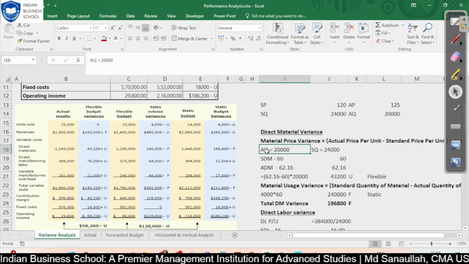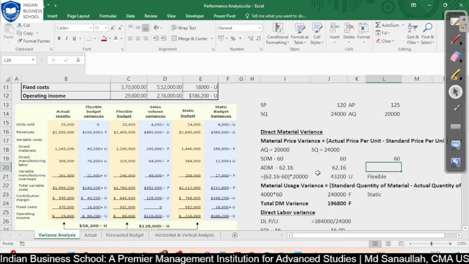Okay, so how can we calculate? Actual quantity we have already, and standard quantity we already have. So standard direct material price we can calculate. Simply we have our direct material total. Okay, so direct material cost is 1,440,123. We will divide by the standard quantity, 24,000. So you will get your standard direct material price.